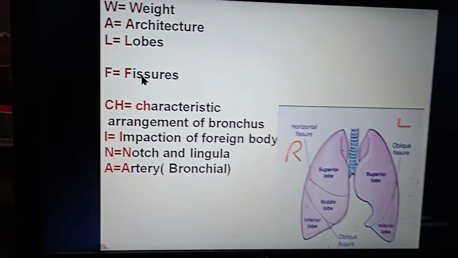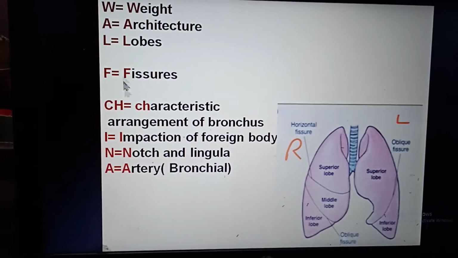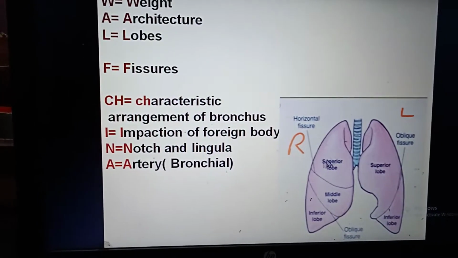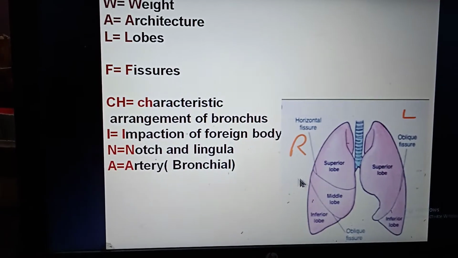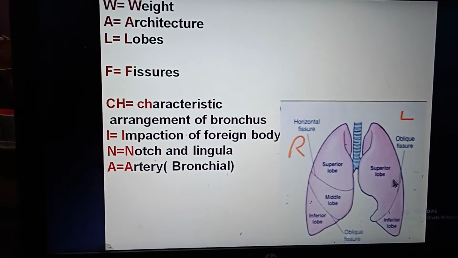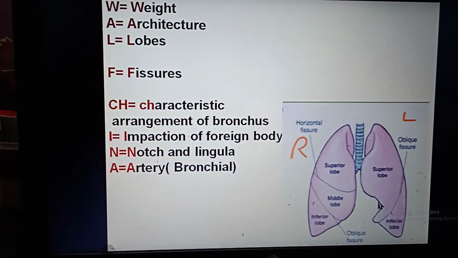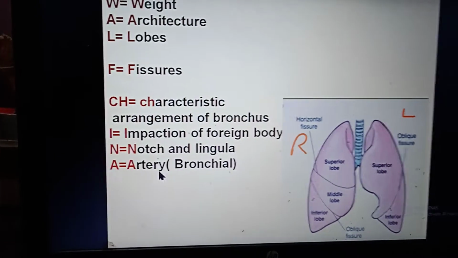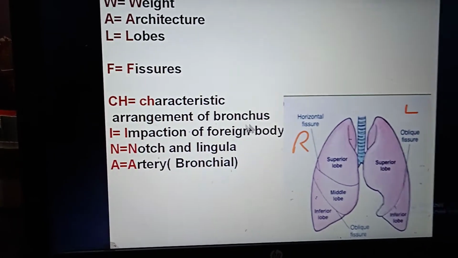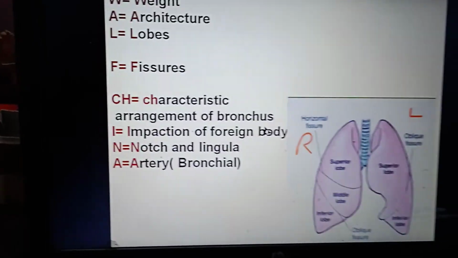Now come to F for fissure, wall of. Of is fissure. In case of right lung, horizontal fissure and oblique fissure, whereas in case of left lung, only oblique fissure. China, CH, that is the characteristic arrangement of bronchus.